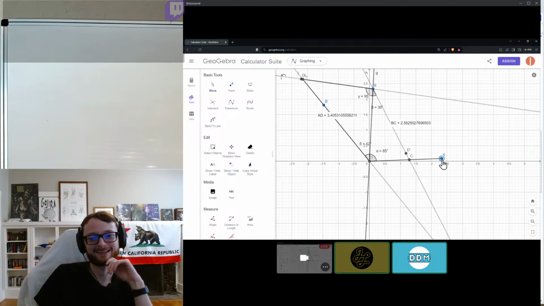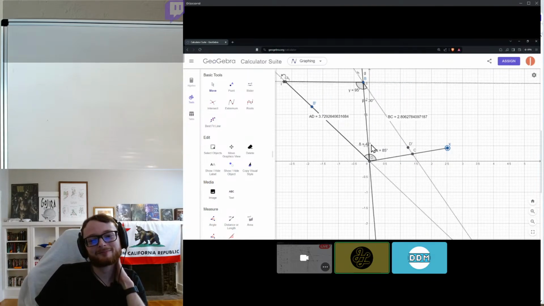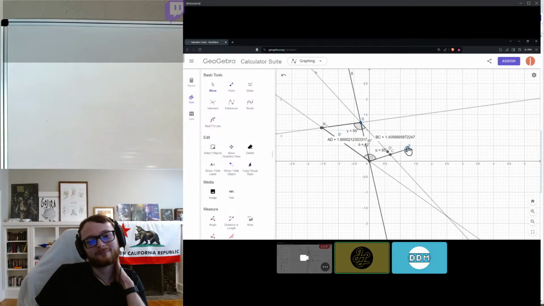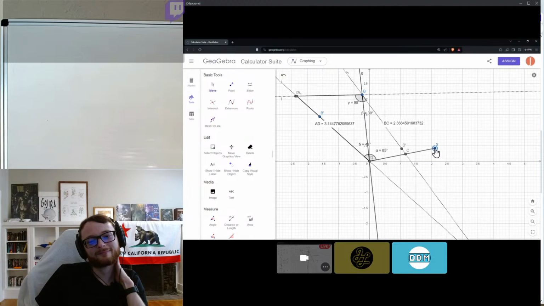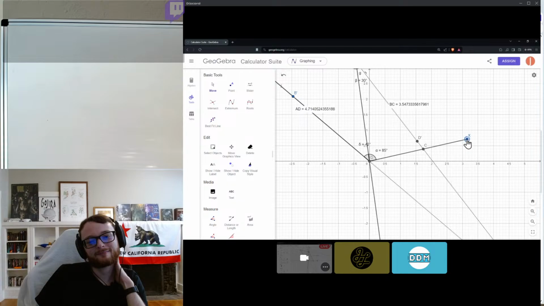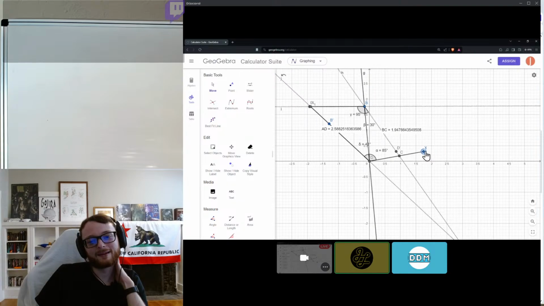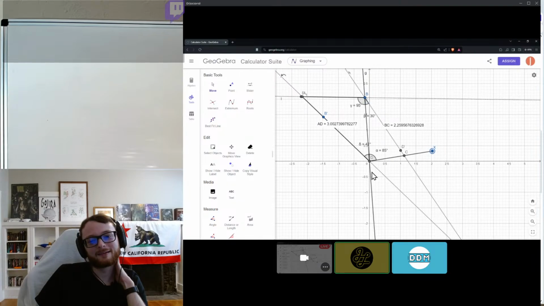But the angles are all still the same, right? This is still 85 degrees, this is still 30 degrees, this is 95 degrees, and this is 42 degrees. So no matter what I do, I can't get BC and AD to be geometrically the same or congruent, because it's just not possible if they share the same side BD.